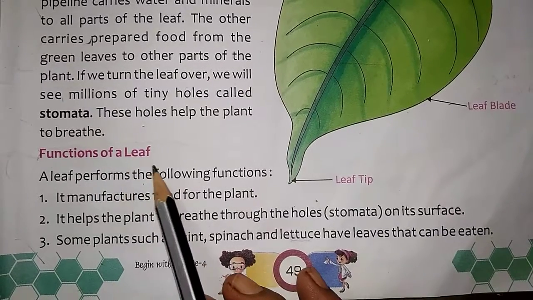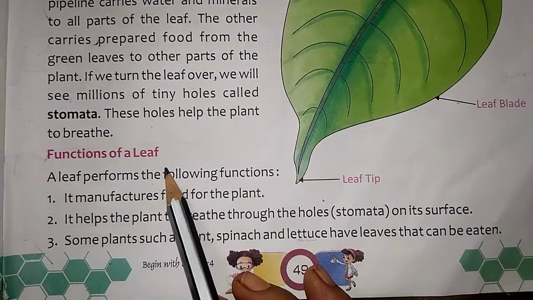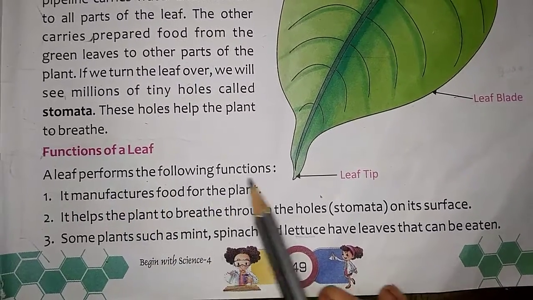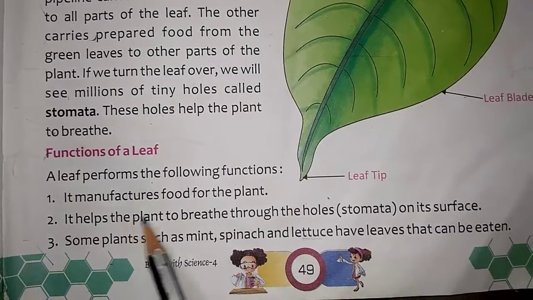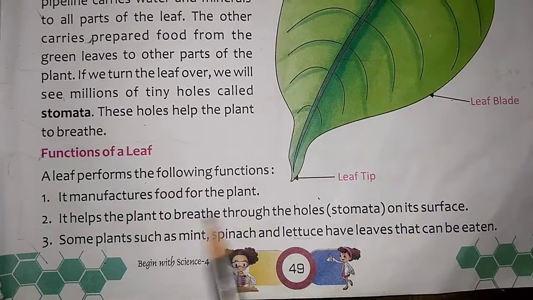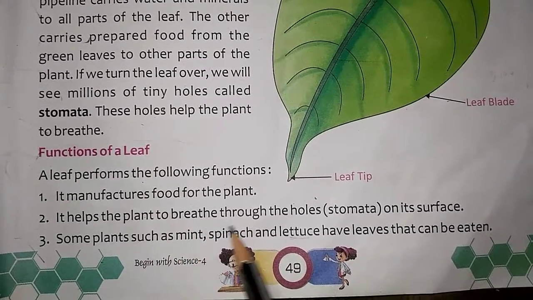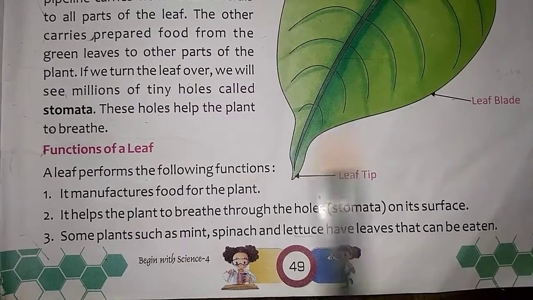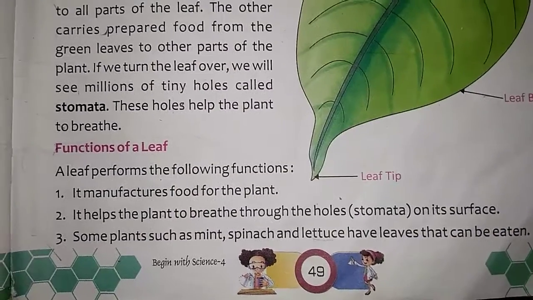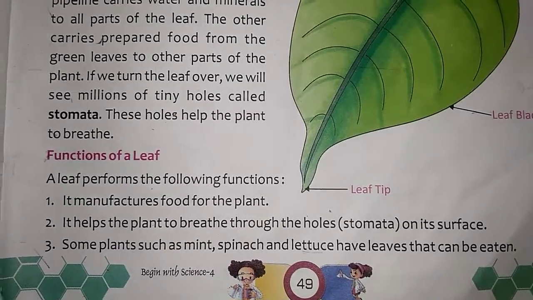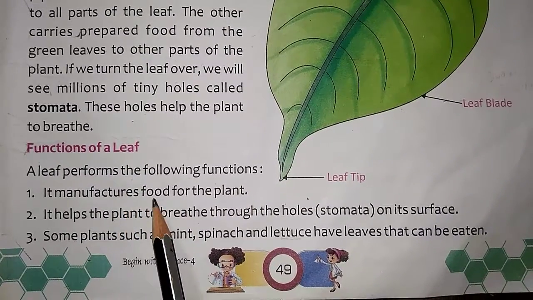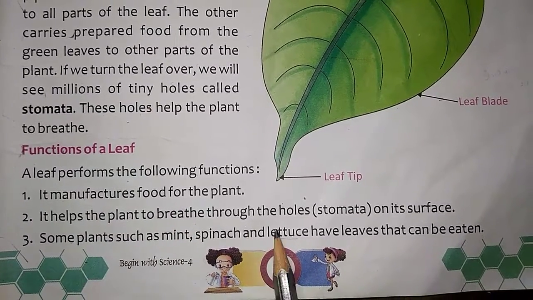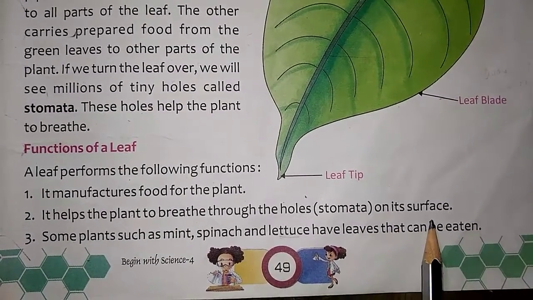Function of a leaf. Now what will be the function of the leaf? That we have to see. A leaf performs the following functions. It manufactures food for the plants. It helps the plants to breathe through the holes, stomata, on its surface. Manufacture means to produce, to produce the food.